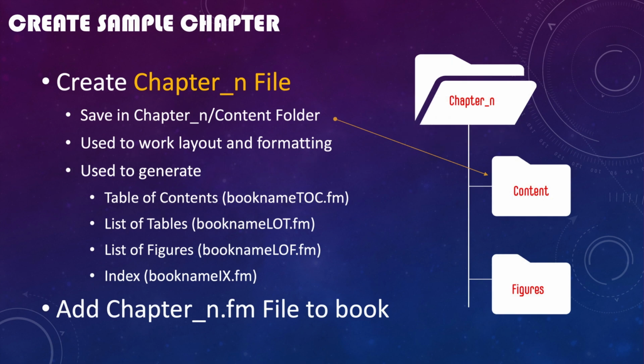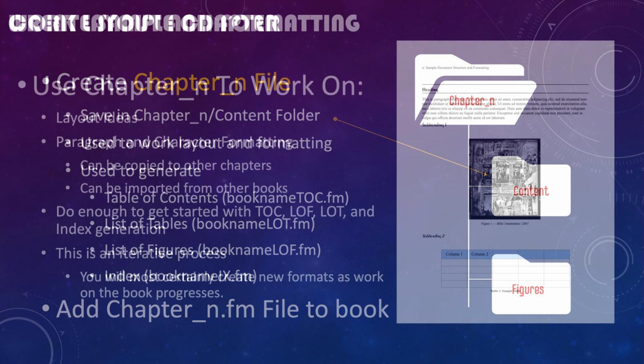Once you've created the book file, it's time to create the chapter N file. So in FrameMaker, create a new document, call it chapter N, and save it to the chapter N/content folder. Now the purpose of chapter N is to work on layout and formatting. The formatting is used to generate contents, table of contents, list of tables, list of figures, and index. And once you have created the file, even before you work on any formatting or layout, go ahead and add that file to the book. And I'll show you how to do this in the demo.